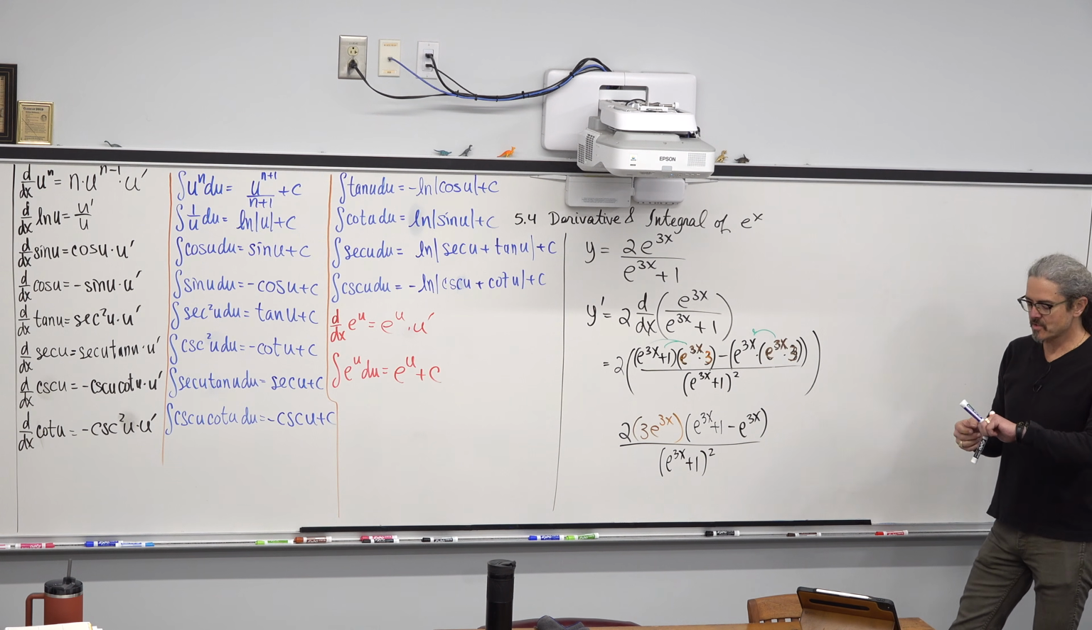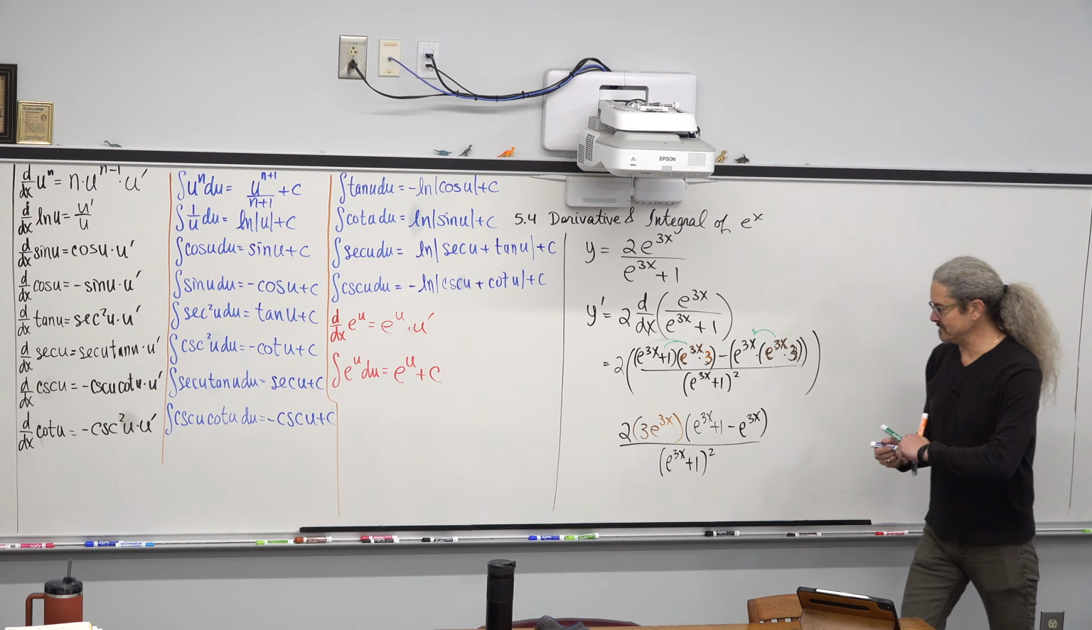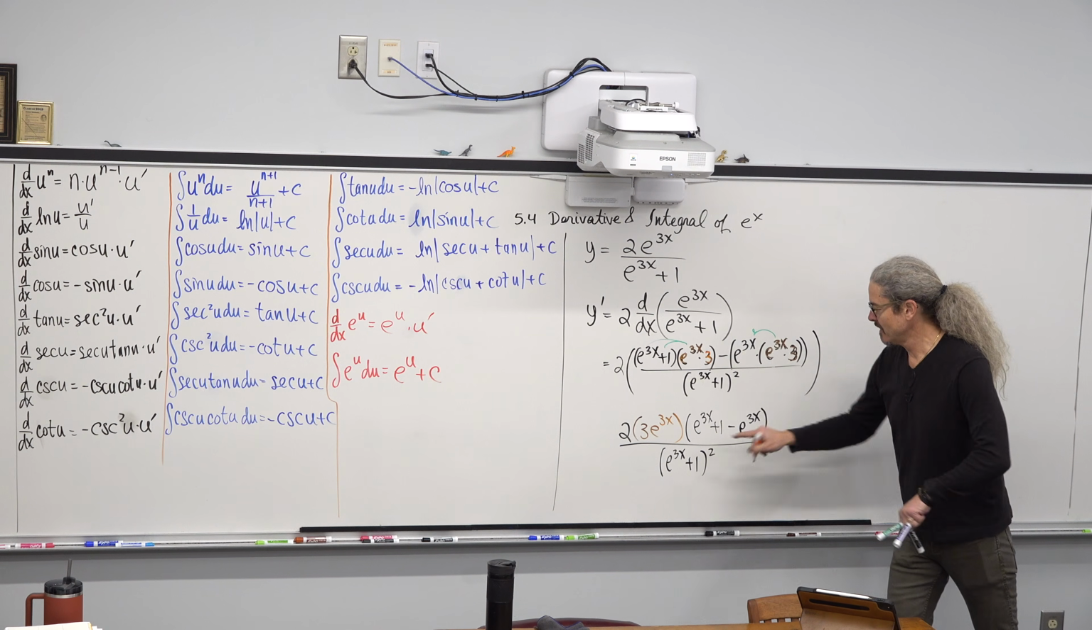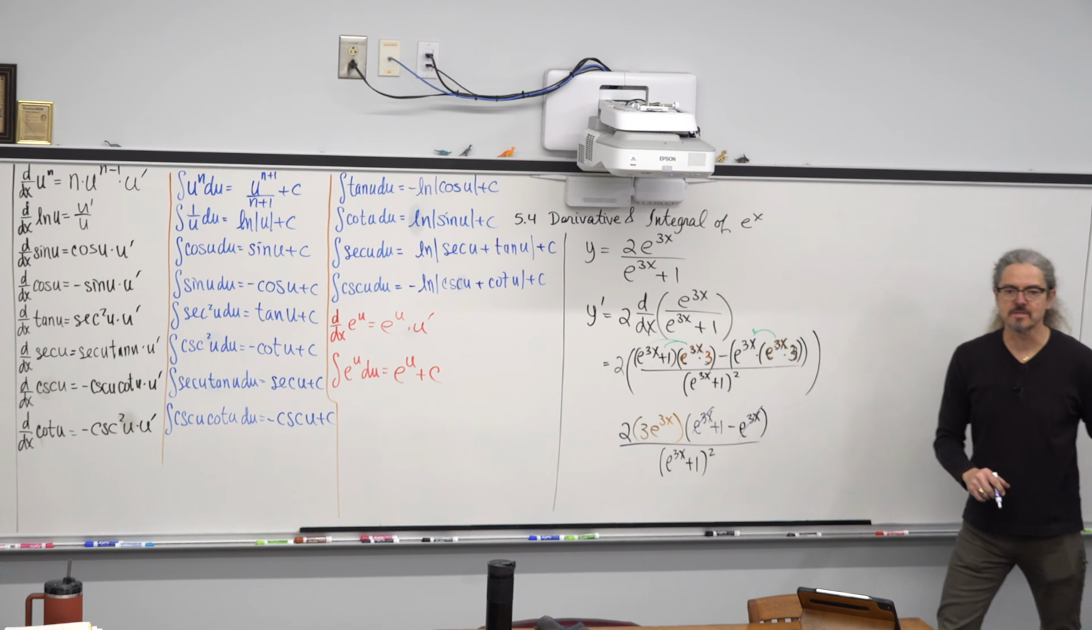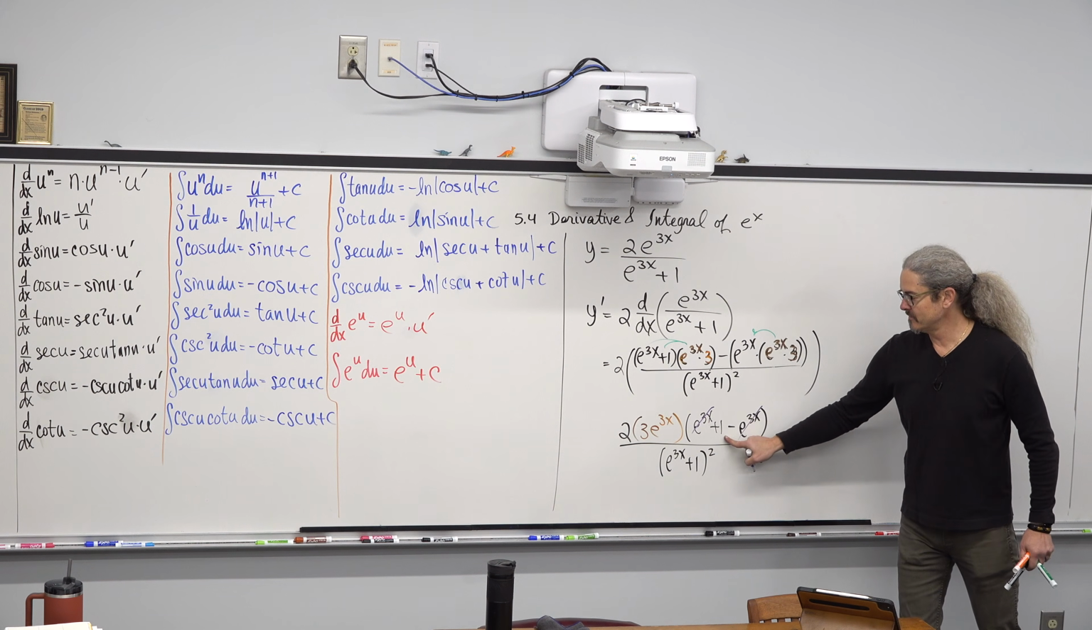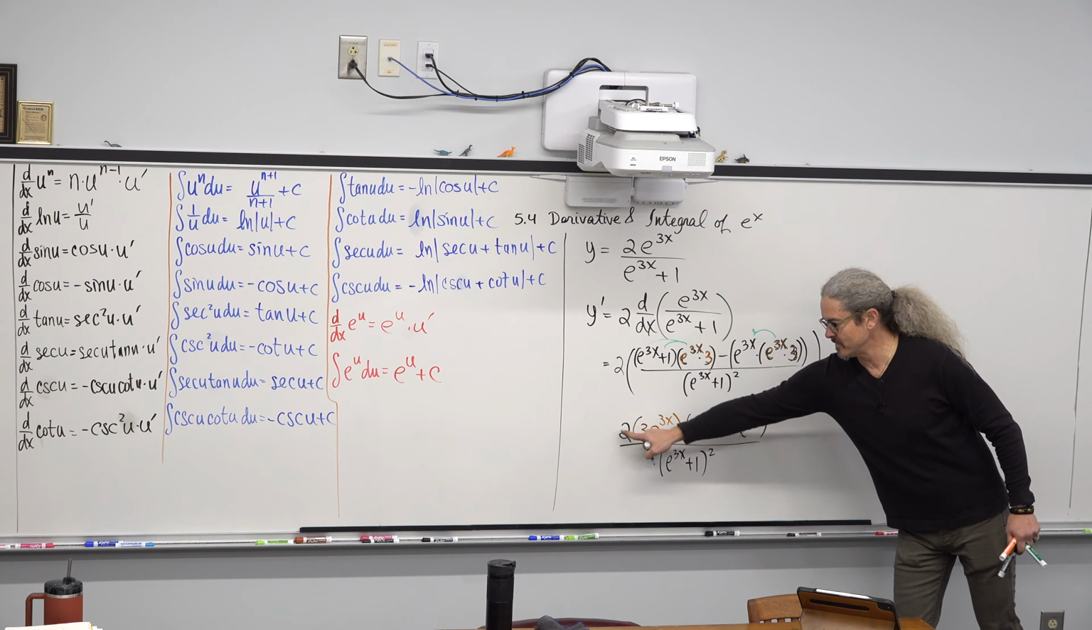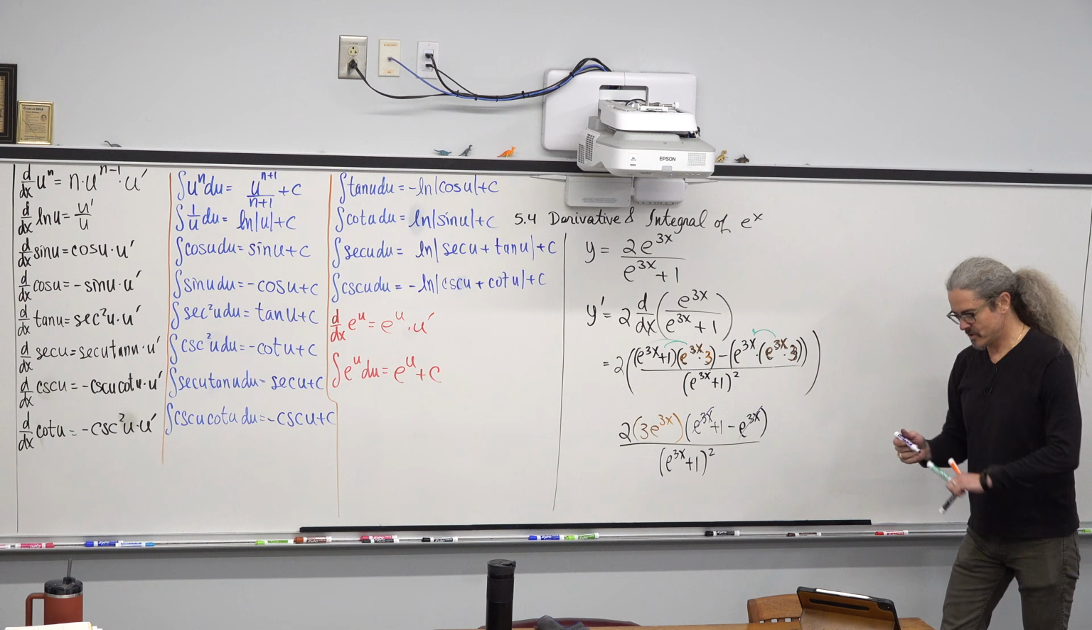And when you combine like terms, of course, e to the 3x minus e to the 3x is 0 plus 1. So our numerator is just going to be 2 times 3, which is 6.